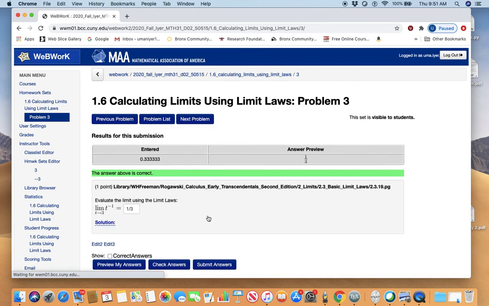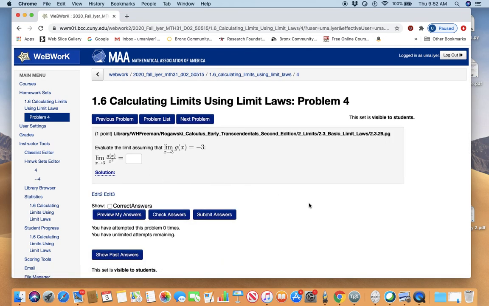Next. By the way, do not approximate. Do not say 0.33. It will complain. So you need to write the expression as is. Let WebWork do its approximation. Try not to put in your own approximations.